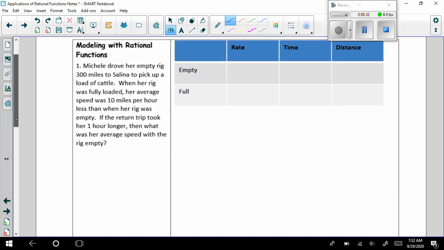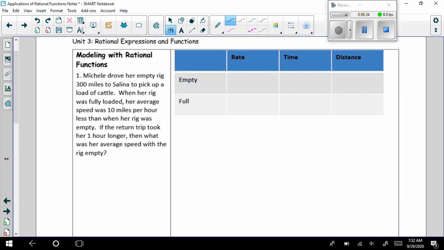All right, now getting into these word problems, and these will hopefully look familiar because we've done rate, time, distance problems before. The setup for this will actually be a little bit different because we're introducing rational functions. So Michelle drove her empty rig 300 miles, and I'm just going to highlight as I go here. So here's a distance, 300 miles, just align it to pick up a load of cattle.